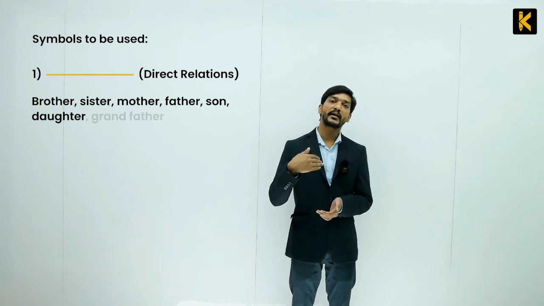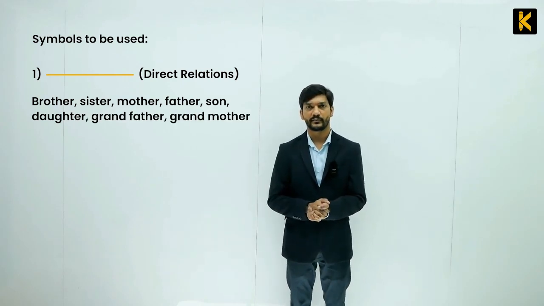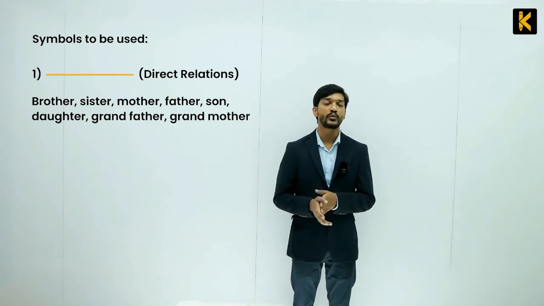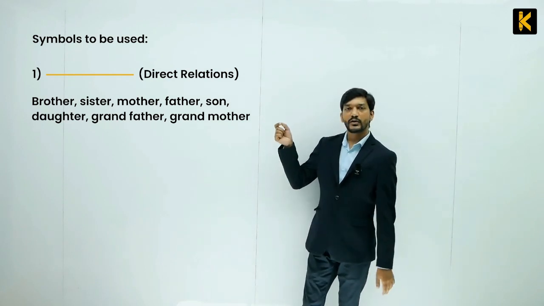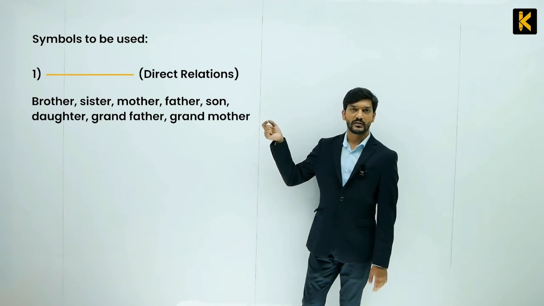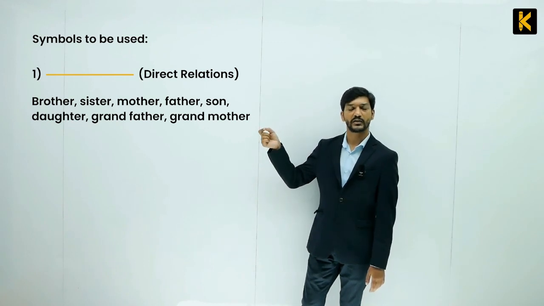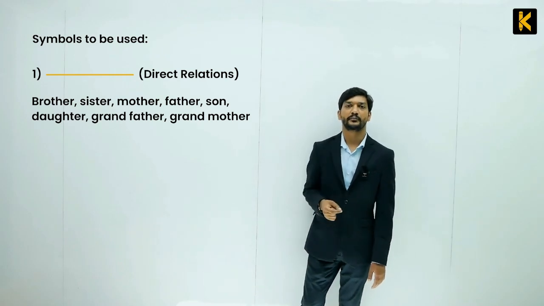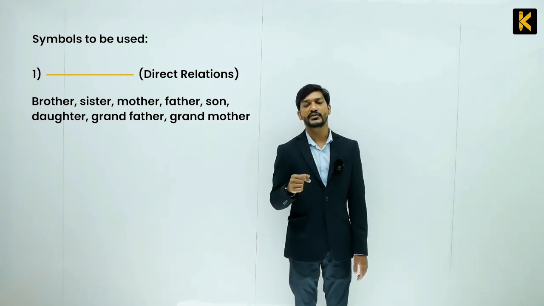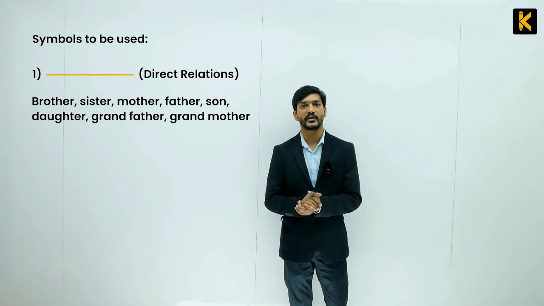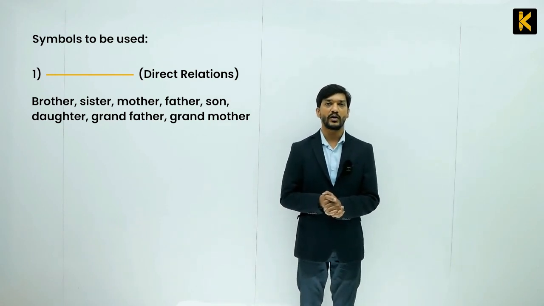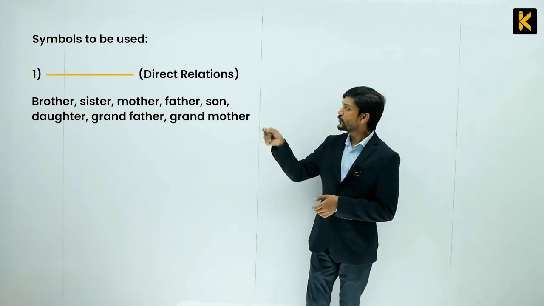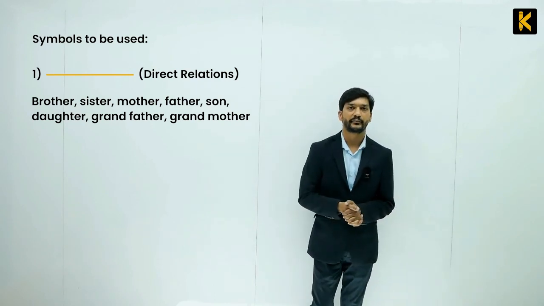And you will say, sir, my grandfather, my grandmother. So those will be the closest relations. So your mother, father, sister, brother, son, daughter, grandmother, grandfather, all these relations are the closest relations. So all these relations I will represent using this straight line.